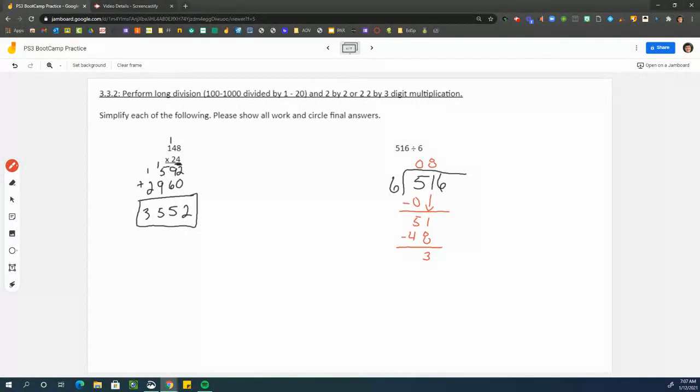And we have a 3 difference here. Bring down our 6. And that actually turns out pretty nice. So how many times does 6 go into 36? That would be 6 times. 6 times 6 is 36. 0. And we're left with a very nice answer, 86.